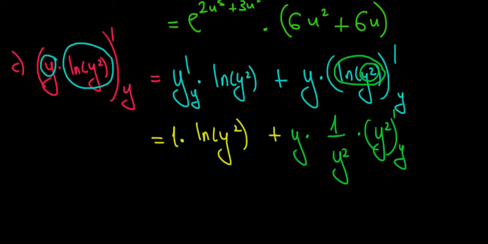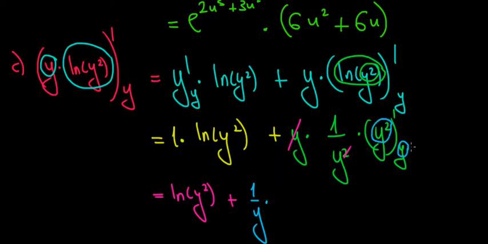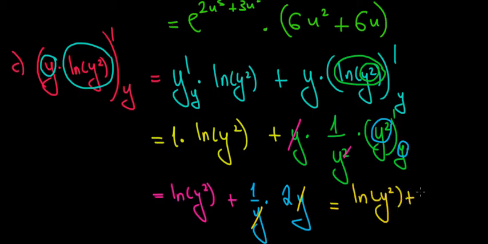Okay, let's keep solving. So we have now ln of y squared plus y, and y from here cancels out, so we have y and y goes away. What are we left with? We're left with now the following: 1 divided by y squared times the derivative of y squared with respect to y, which is just going to be 2 times y. Again, y and y cancel out. What are we left with as a result? Ln of y squared plus 2. That's going to be our answer.